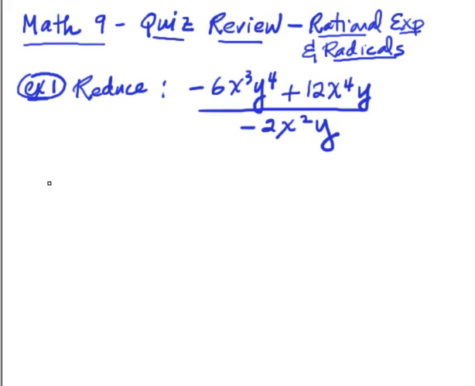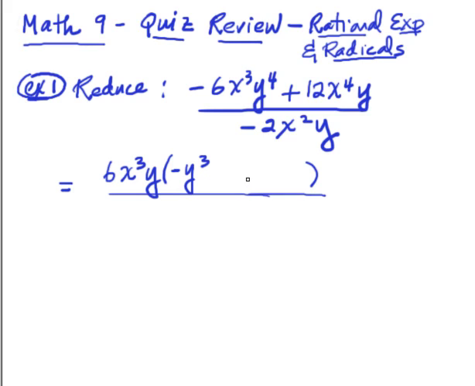So here we can factor out of the numerator. We can factor out a 6, and let's see, we can factor out x to the third and y. And what's left in parentheses, we have minus y cubed, and then we have plus 2x.